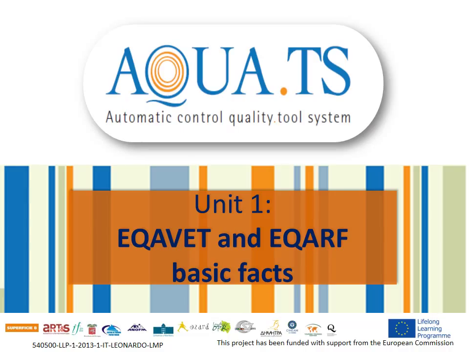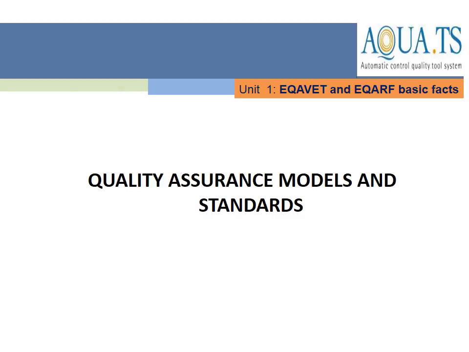Unit 1. European Quality Assurance in Vocational Education and Training and European Quality Assurance Reference Framework. Basic facts. Quality assurance models and standards.